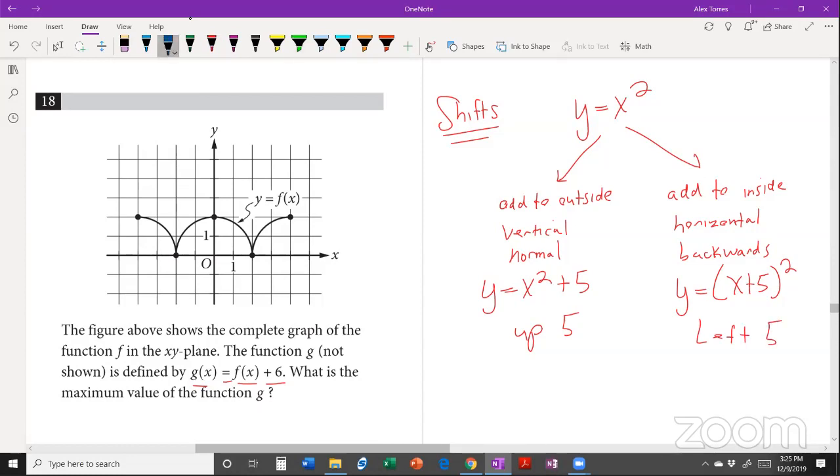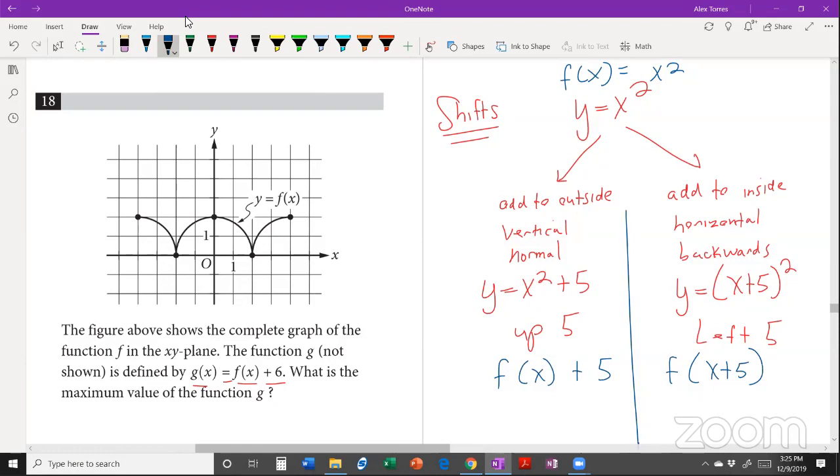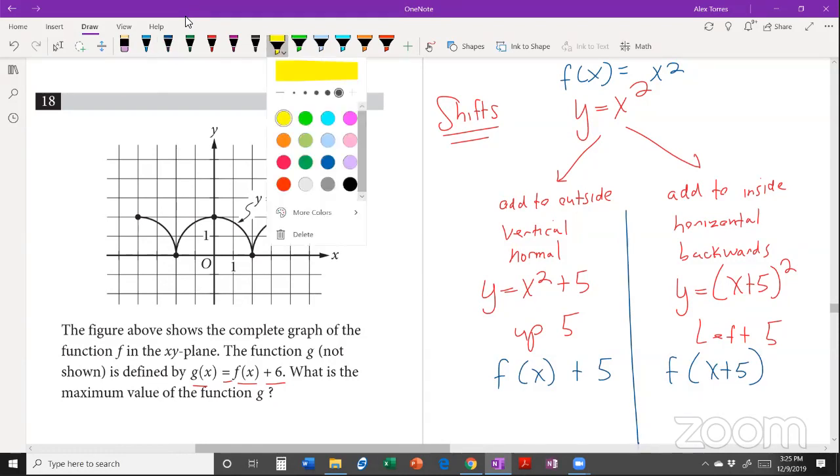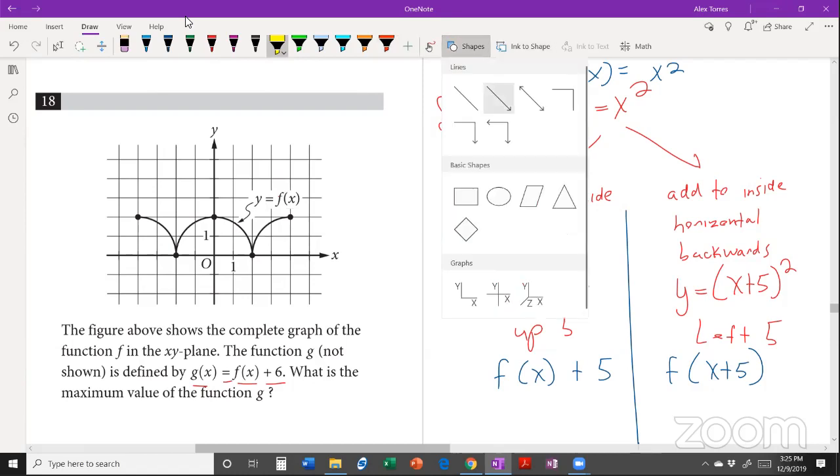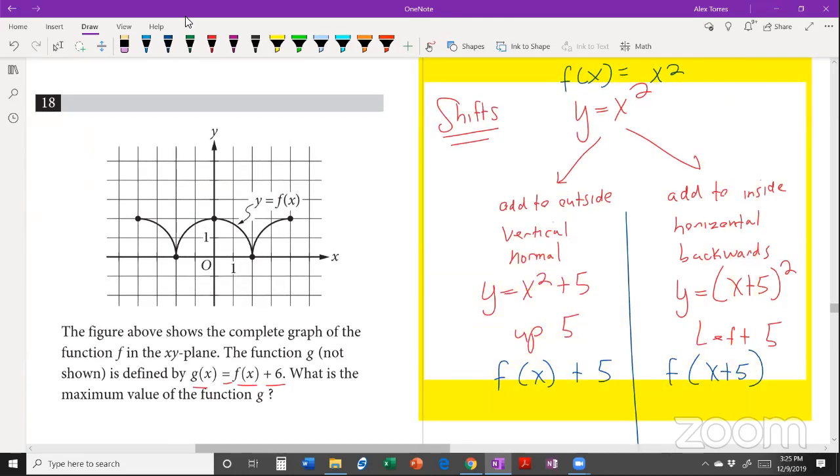And the same holds true if we're in the f of x notation. So if f of x equals x squared, then this one on the left is just f of x plus 5, and this one on the right would be f of (x plus 5). So it's the same idea of adding to the inside or the outside, just in the f of x notation, as opposed to showing the actual function itself, the actual equation itself.